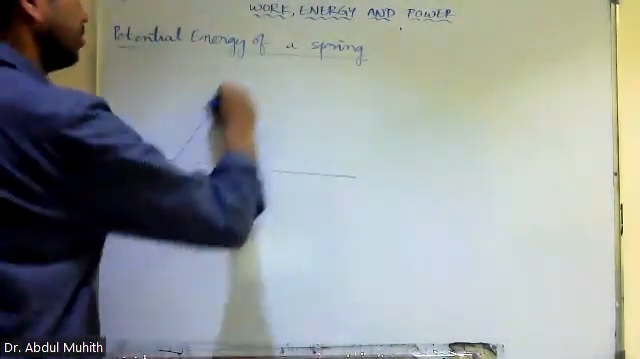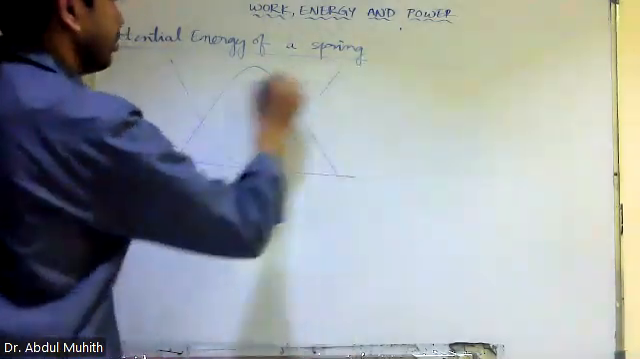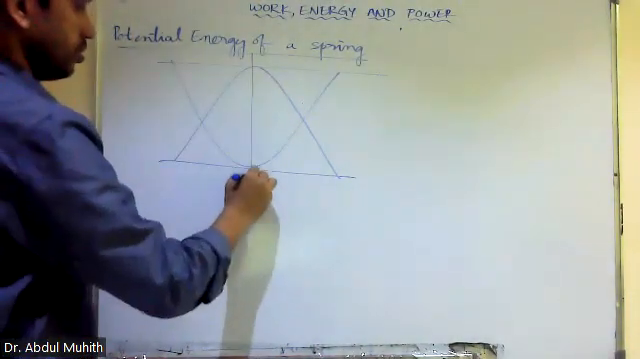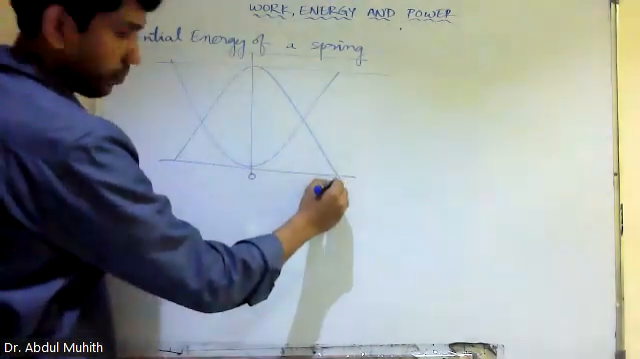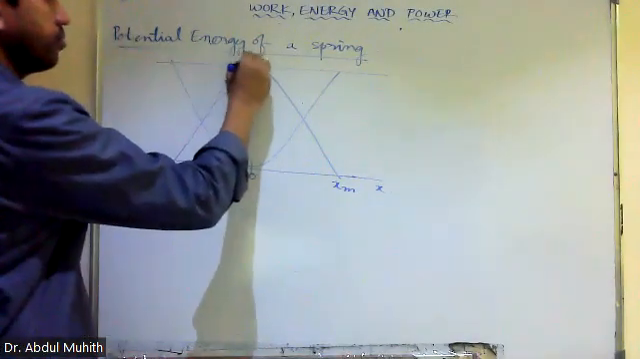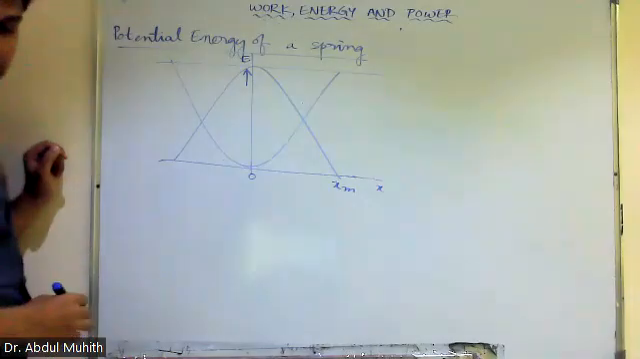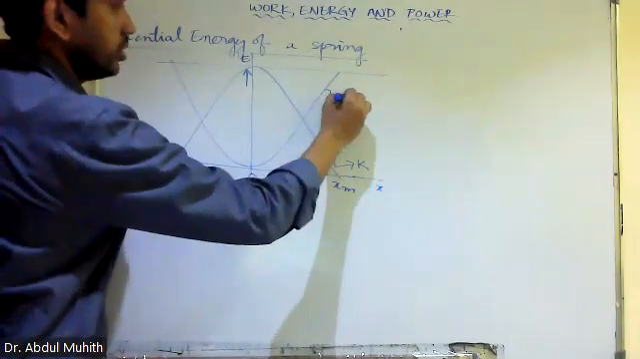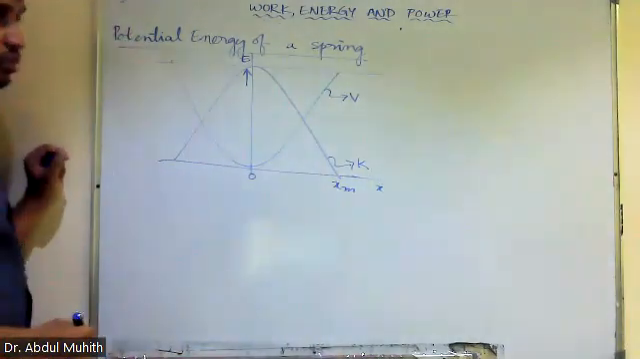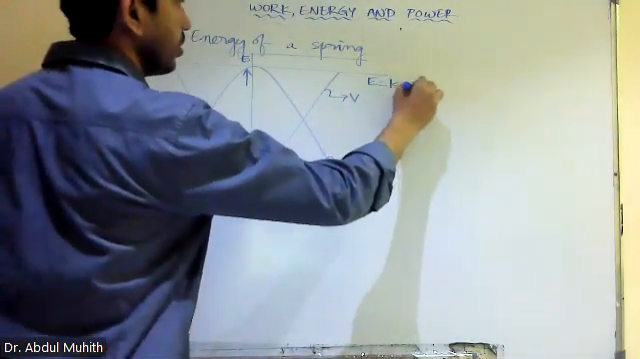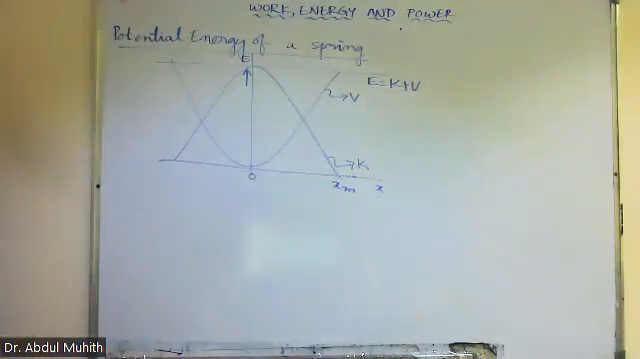There is a graph here. Here, 0, and this is xm. This is the displacement x, and this is the energy. At the mean position, this is kinetic energy. This is potential energy. So E is equal to K plus V. Total energy is equal to kinetic energy plus potential energy.